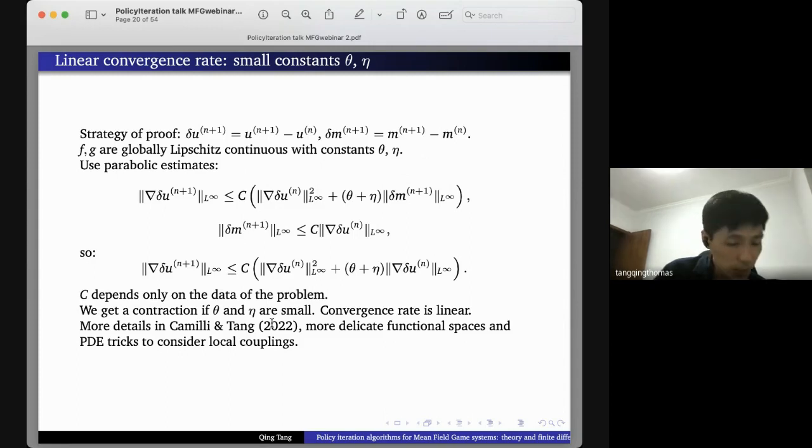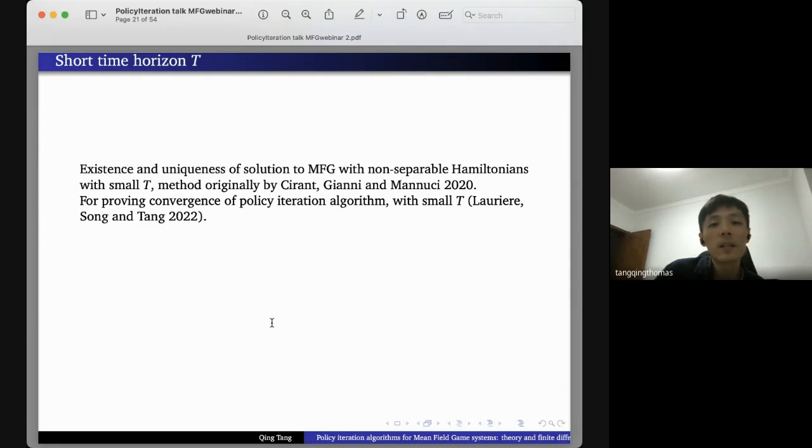There are more details in the paper of me and Fabio Camilli, mainly because we want to extend to more general cases like local couplings and so on. But this is the main idea. For short time horizon, the method was originally developed by Michael Cherant in 2020, and me, Mathieu Laurière, and so on. We developed it for proving convergence of the policy iteration algorithm if we assume small T, like a short time horizon. All these things are done for mean-field games with non-separable Hamiltonians, which may develop singularities.